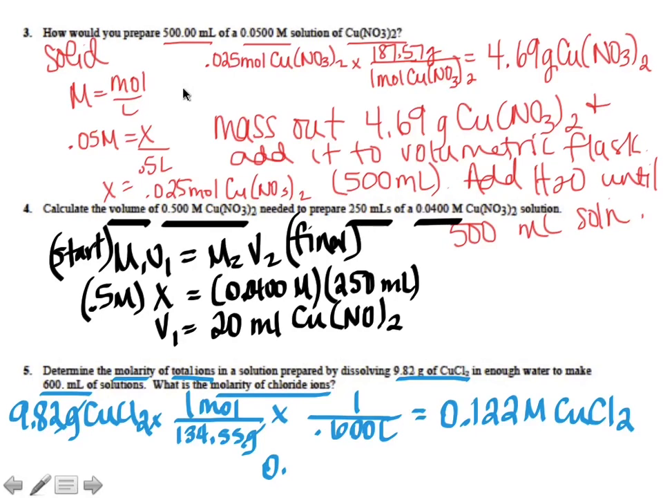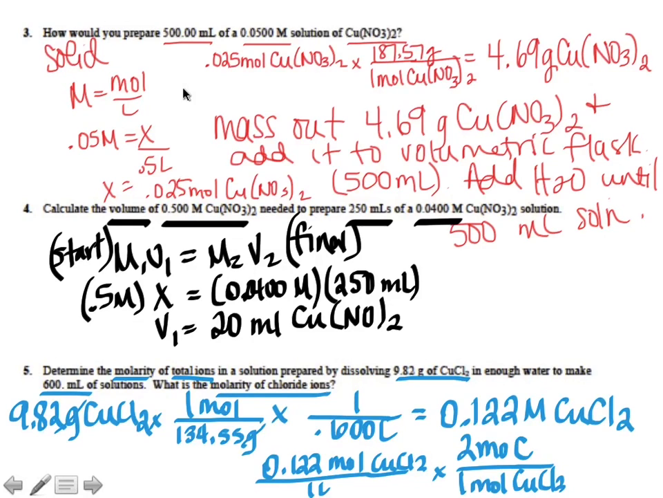So if we have 0.122 moles in 1 liter for the copper 2 chloride, and we know that for every 1 mole of copper chloride, we have 2 moles of chlorine, how many chloride ions do we have? 0.122 times 2 is 0.244 molar chloride ions.